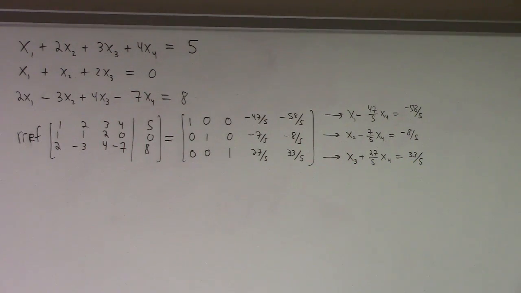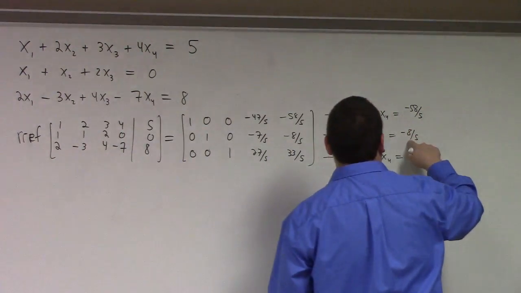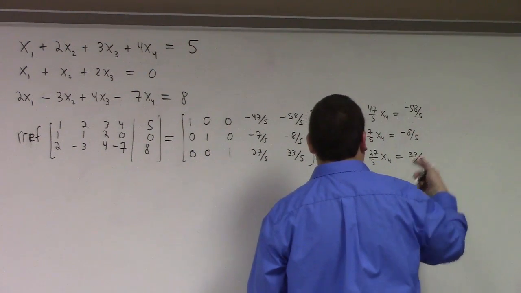But wait a minute, what's the solution? Well, this is 3 equations in 4 variables. There won't be a unique solution if there is one at all. Is there a solution here? Yeah. Sure, take x4 equals 0. You can see that the solution is minus 58 over 5, comma, minus 8 over 5, 33 over 5, comma, 0.